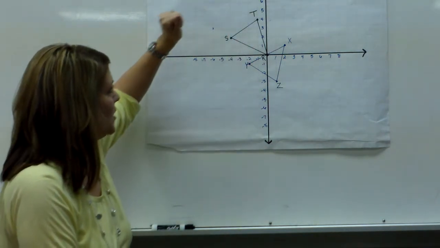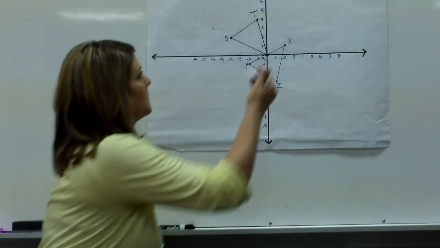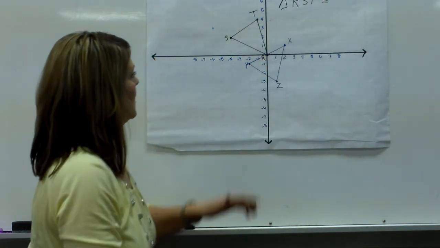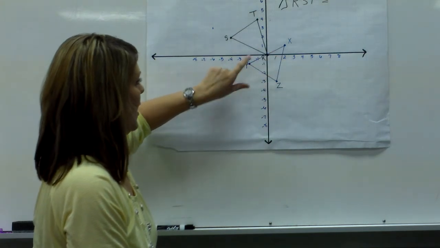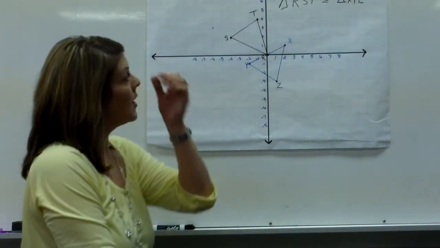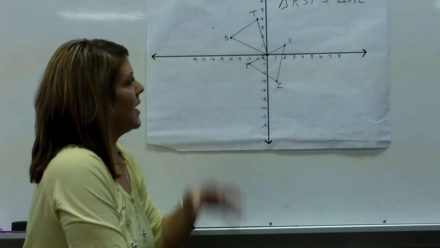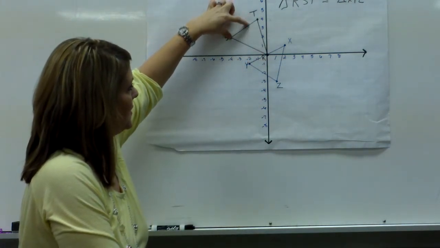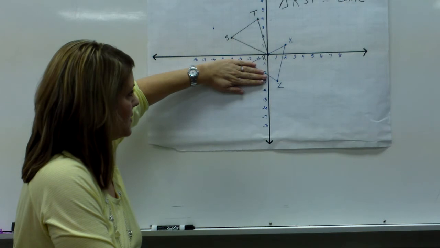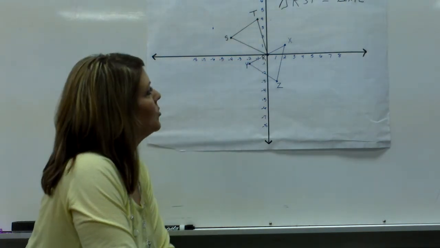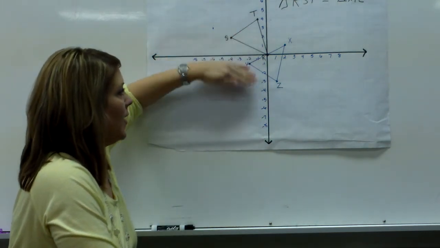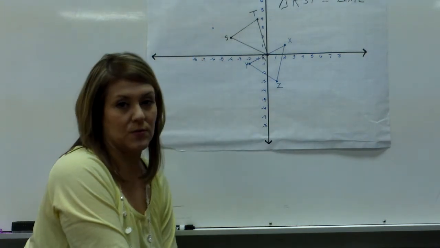We have triangle RST, and it's congruent to triangle XYZ. All right, so if you notice, something has happened when we went from triangle RST to XYZ. What happened is a reflection over the x-axis, and then it translated. So what you want to be able to do is look at those figures, notice that they are congruent, and then you have to be able to tell me what happened as far as the transformation.